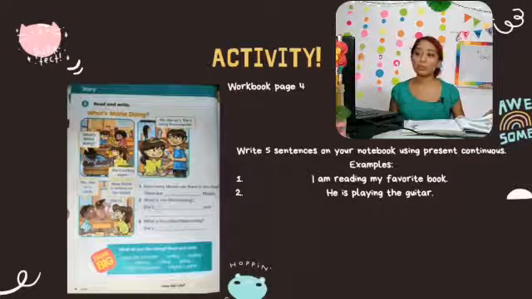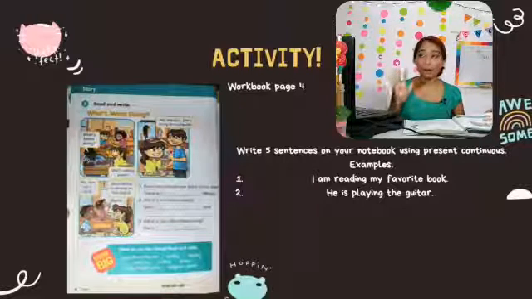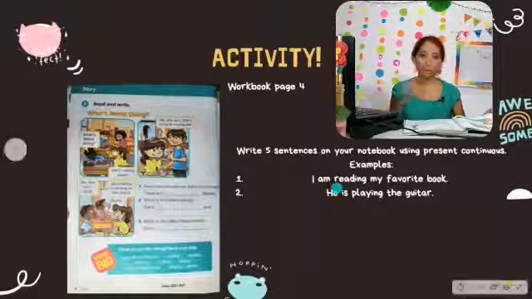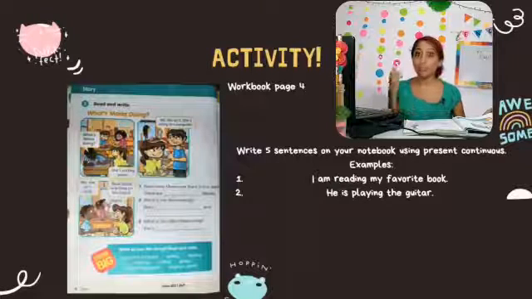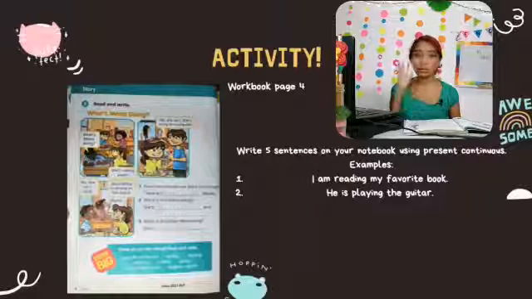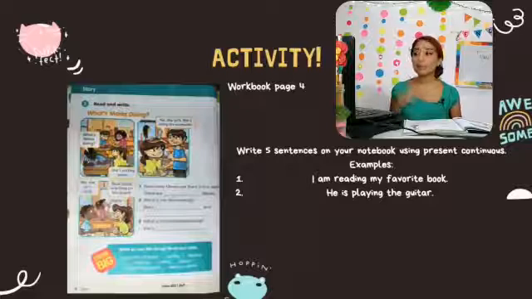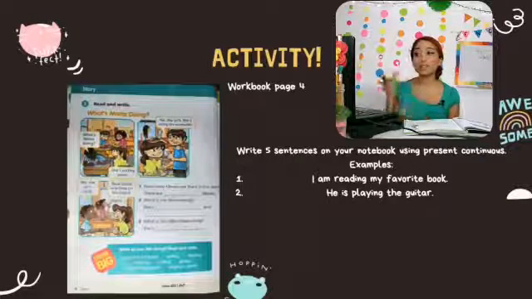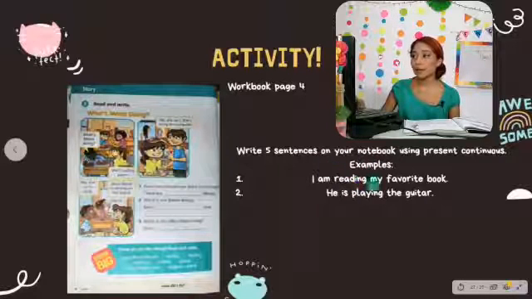And the last activity is going to be for your notebook. It says, write 5 sentences on your notebook using present continuous, okay? Remember, present continuous is the topic that we are learning. Remember, add ing at the end of the verb. Here I have some examples. I have 2, you need to write 5. I am reading my favorite book. He is playing the guitar, okay? Remember that you need to add the verb to be: am, is, are, okay? He is, she is, it is, we are, they are, you are, okay? And don't forget to write the verb in ing, reading and playing, okay?